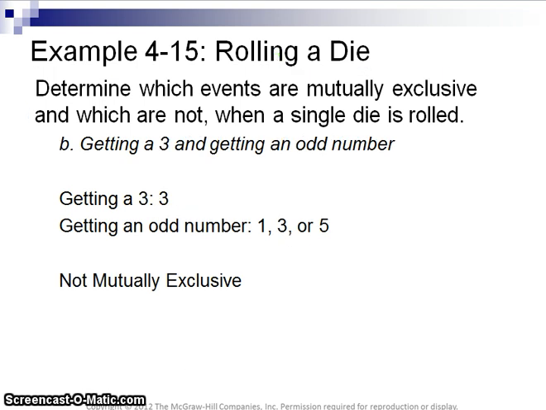The second example is still rolling a single die, and we're considering getting a 3 and getting an odd number. Well, in getting a 3, there's only one outcome, that is the 3. In getting an odd number, we have three possible outcomes, 1, 3, or 5. And as you look at those sets of outcomes, they share an outcome, the outcome of 3. So these are not mutually exclusive events because they share a common outcome.